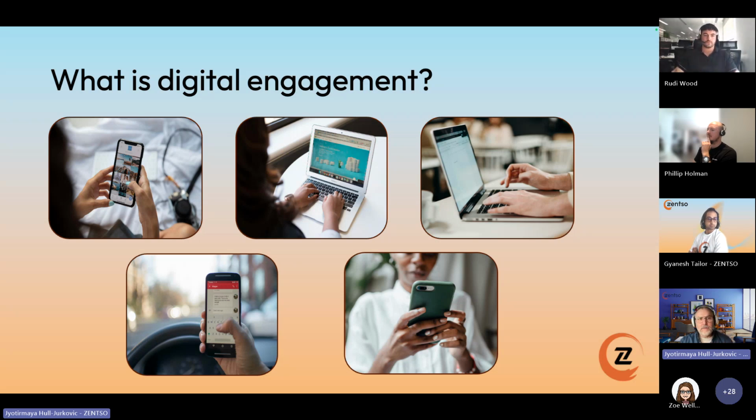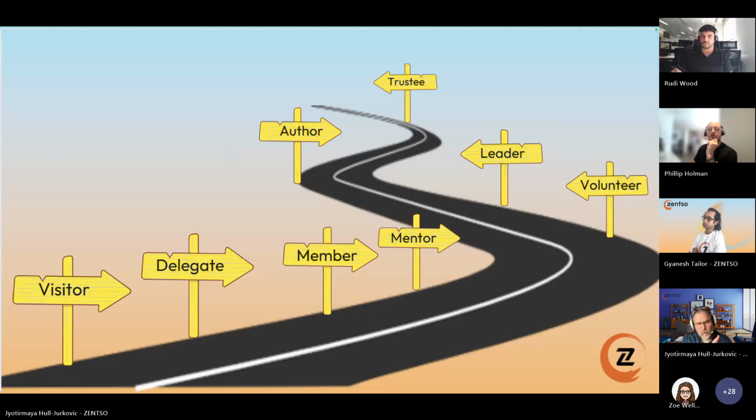When we look at digital engagement, it's important not to see digital engagement as something static. Digital engagement is dynamic. It's a movement from one place to another. And we can think of this movement as a path, as a journey. So I think we're all familiar with the concept of member journeys, donor journeys, paths that people take through our organization when they interact with us.